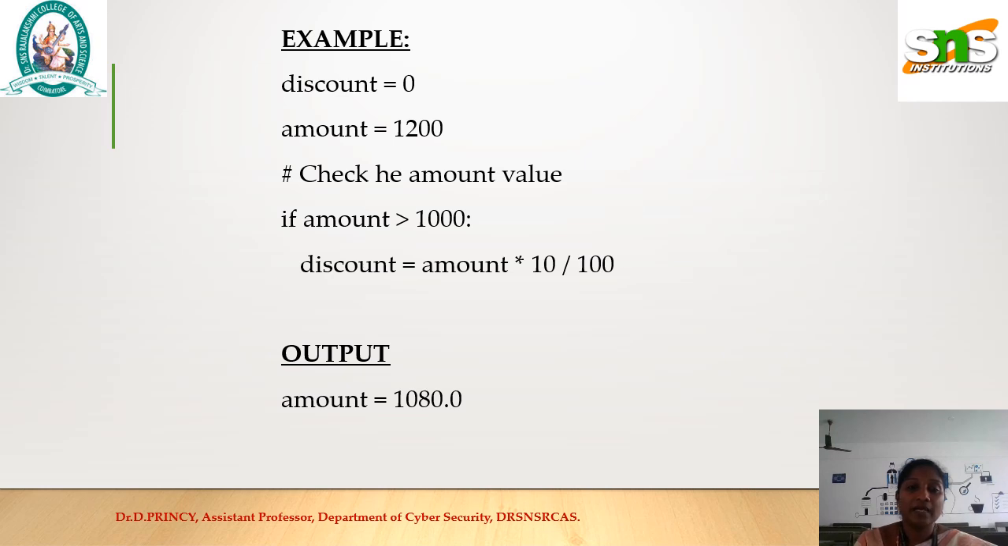For example, I am assigning the value 0 to the discount variable, 1200 to the amount variable. I am going to check the amount with some specific value, amount greater than 1000. Our value stored in the variable amount is 1200. 1200 is greater than 1000, so the condition evaluates as true. Then the block of the if statement will be executed. Discount equal to amount into 10 divided by 100. So the amount 1200 into 10 divided by 100 is 1080. The output of this program is 1080.